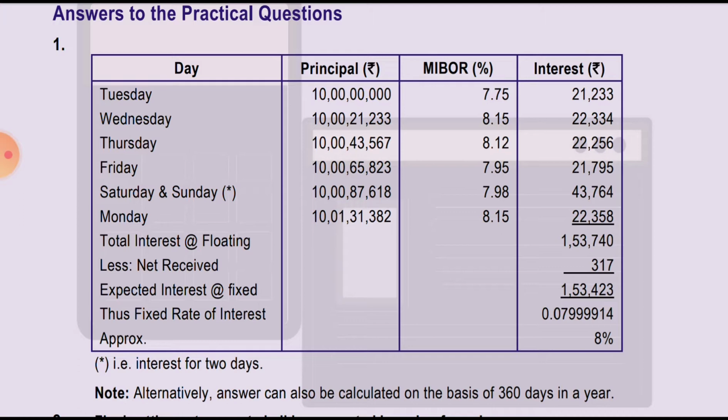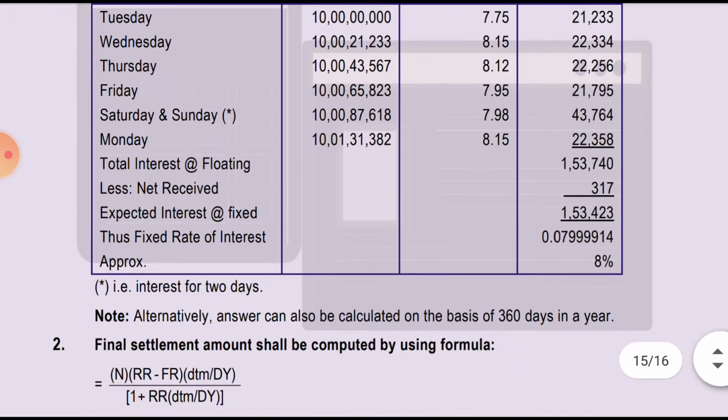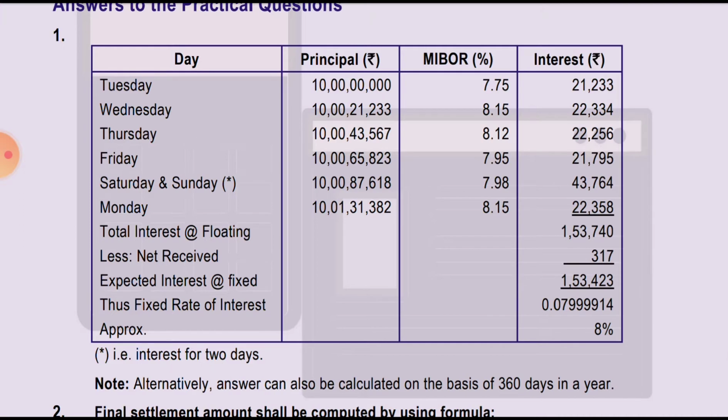So how to calculate the interest? See, this is the cost 1,53,423, this is the cost in amount terms. We want to calculate the percentage basically. So what we will do is 1,53,423 divided by 10 crore into 365 days, because we need to calculate the annual interest rate, 365 divided by 7, so we'll get 7.99 something, which amounts to approx 8. So we are done with this question. It was much simple. They had given us 7 days interest, and in this Saturday Sunday we had calculated for 2 days, that's why it is 43,764.